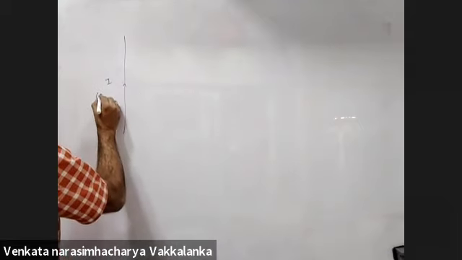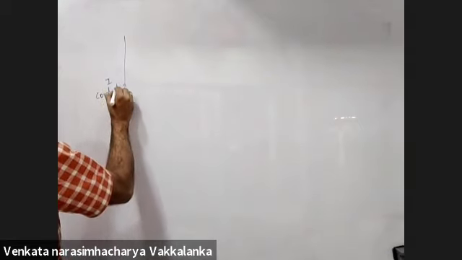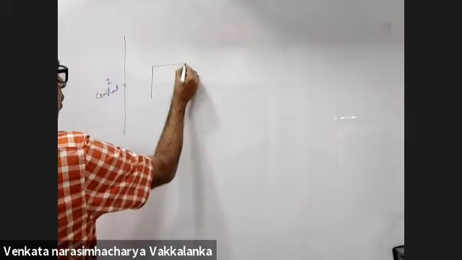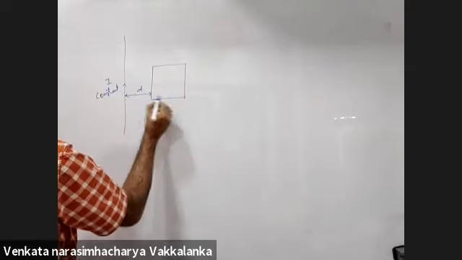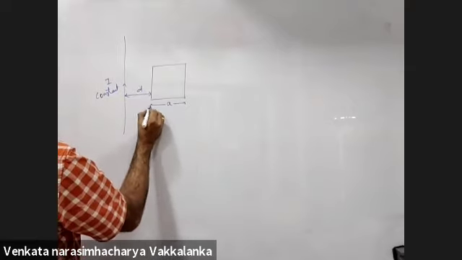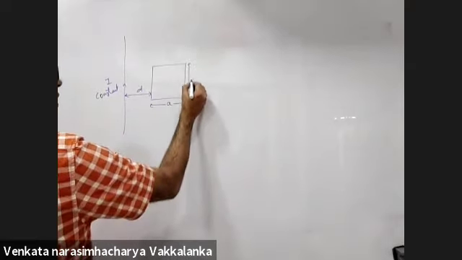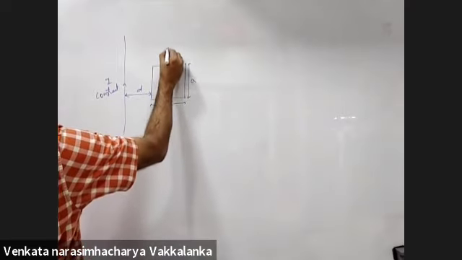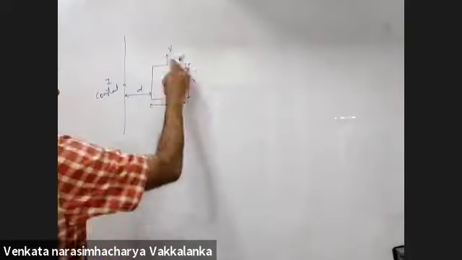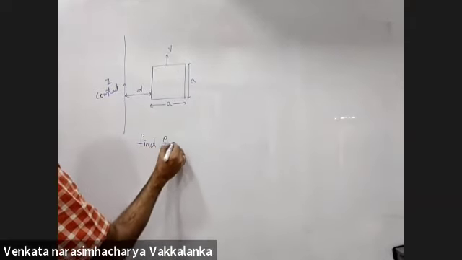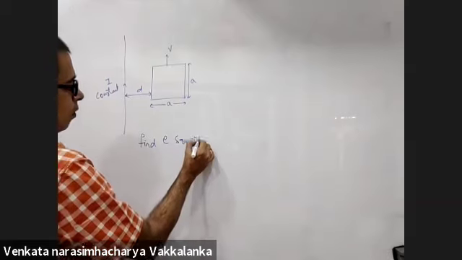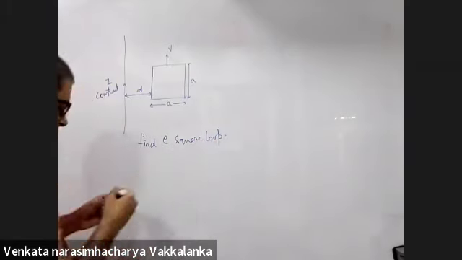The current is constant. The distance is d. This is a. This is moving with a velocity v. Find the motional EMF in the square loop.